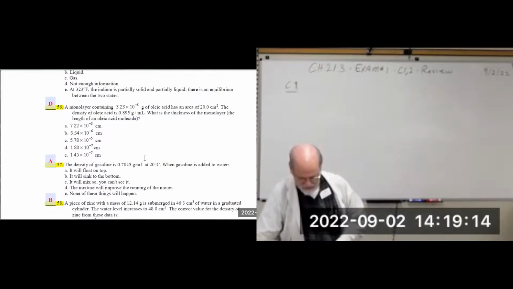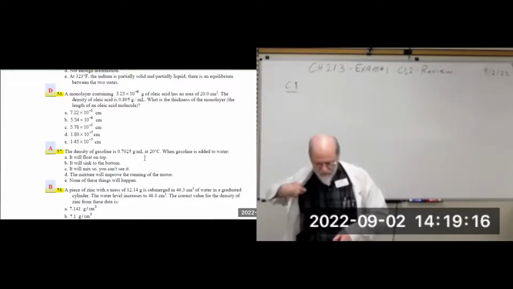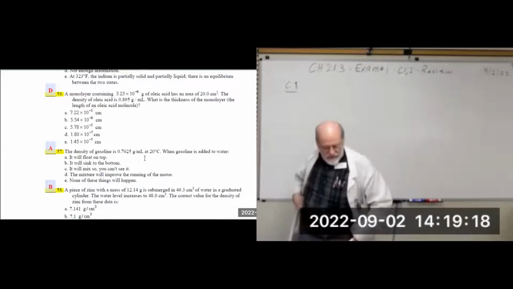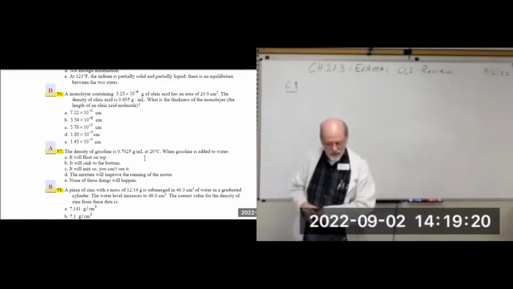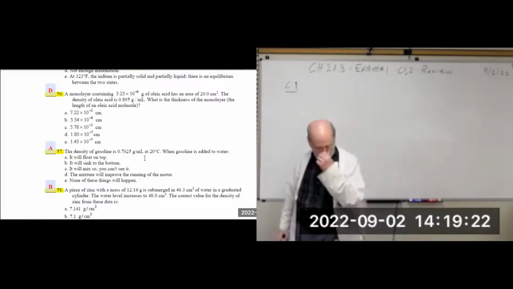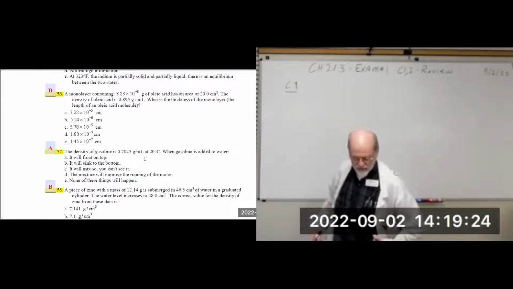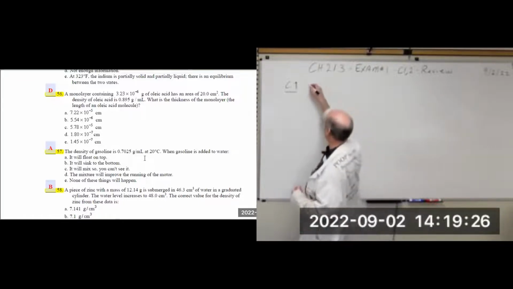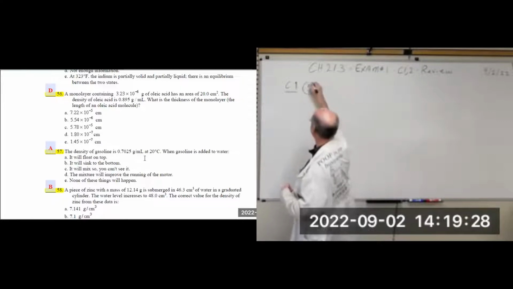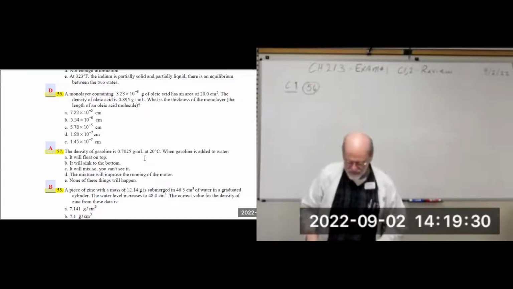Let's see here. Ooh, this one gave one of my students trouble trying to explain this one. So maybe we better do it. 56. Word problems have a tendency to do that.